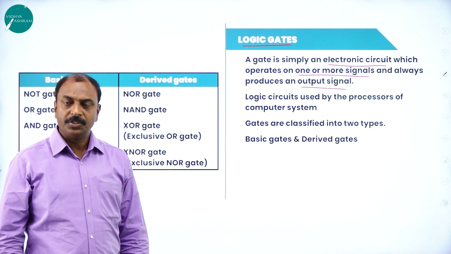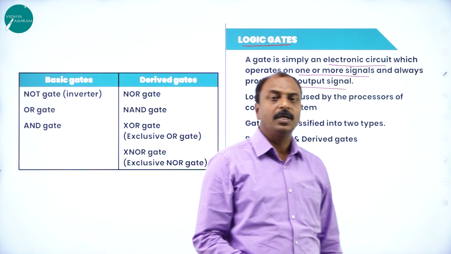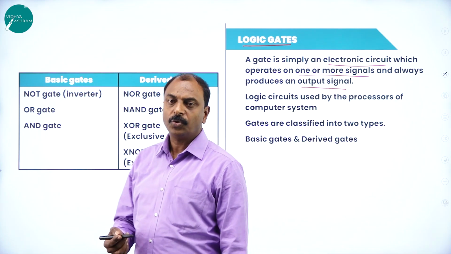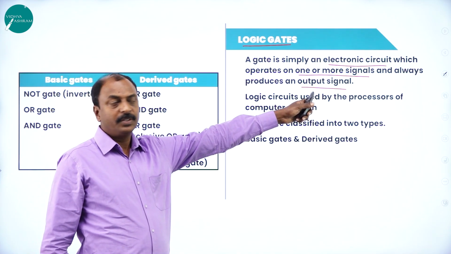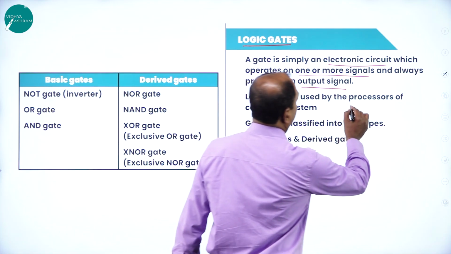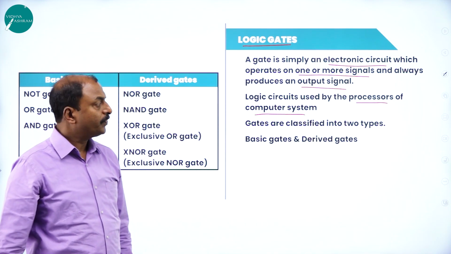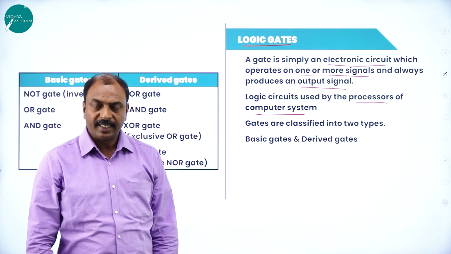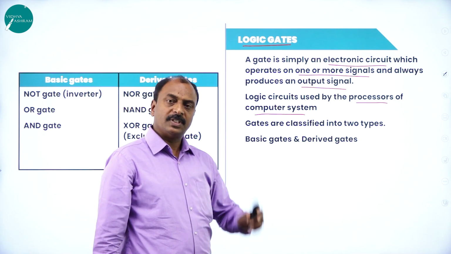Generally, a gate or a logic gate is a circuit which operates on one or more inputs and always produces only one output signal. That is the definition of a gate, and it is used by the processor of a computer system. As I have just told you, these types of circuits are present inside a microprocessor.